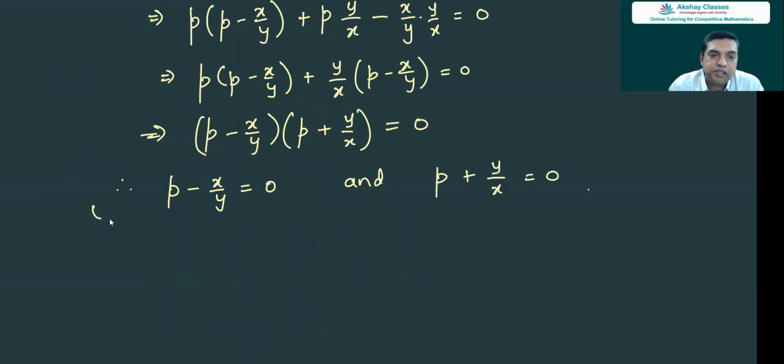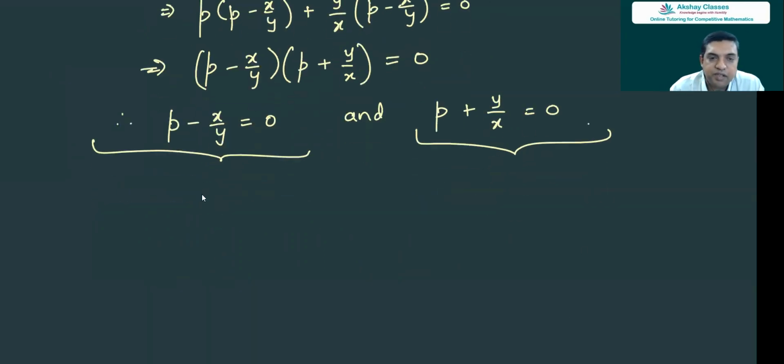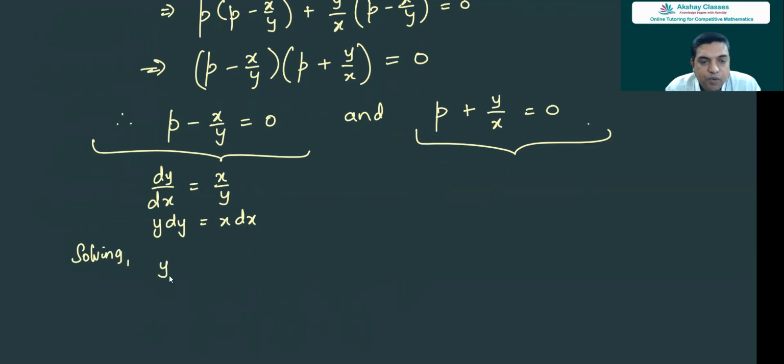Now we get one solution here, one solution here. So from here we get dy by dx is equal to x upon y. So y dy is equal to x dx. Solving, that means integrating, we get y square by 2 is equal to x square by 2 plus c, or some c dash.